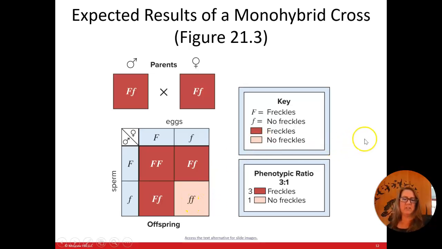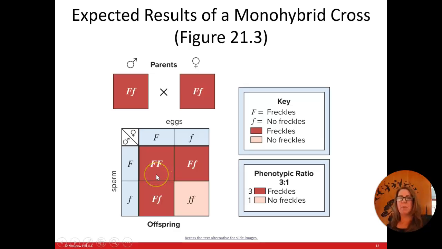So what do we see here? We see that with these two heterozygote individuals, we can have children that are homozygous dominant, that are heterozygous, and homozygous recessive. So then we start to ask ourselves, okay, how many of their children are going to have freckles and how many are not? So as you remember, these combinations of letters represent the genotype. Now we need to interpret what is the phenotype.